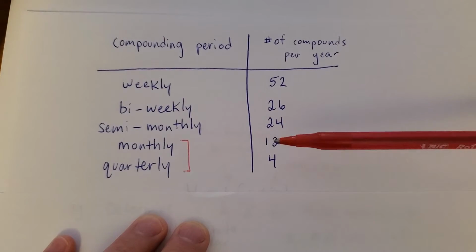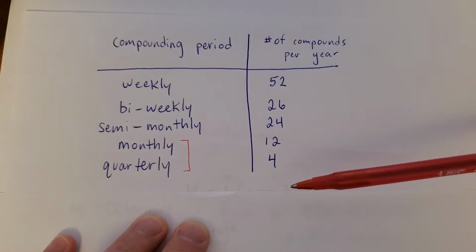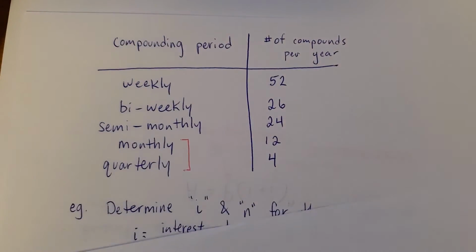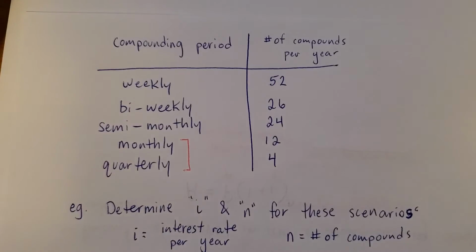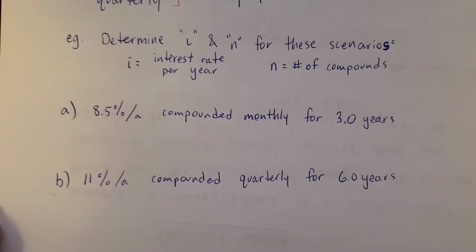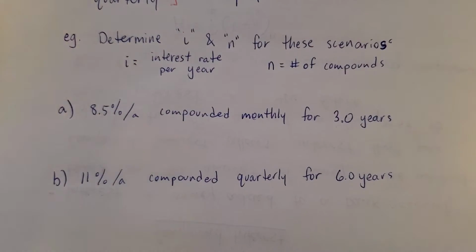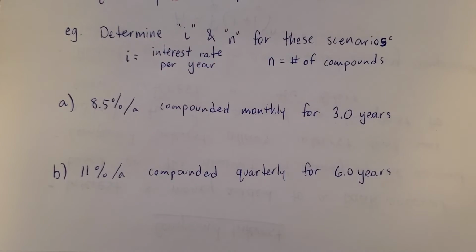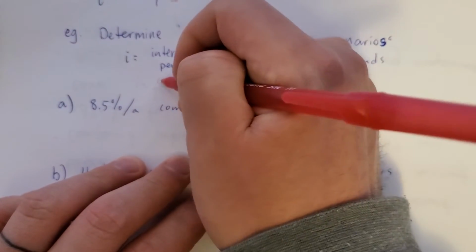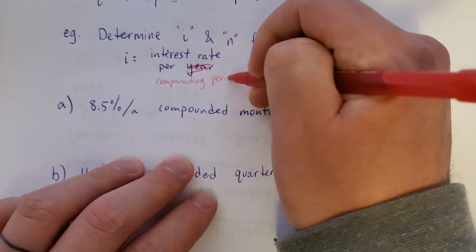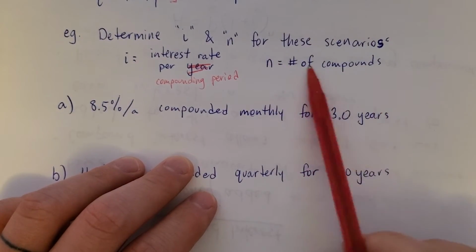I think monthly is no problem. Quarterly will probably be pretty easy to remember as well because there are 4 quarters in a whole. In this case, the whole is 1 year. All right, so here's what you've got to be able to do, and it's not too bad. These are the types of questions you'll have to do today, and they're really not bad. I'll show you how it goes. So we're going to determine I, which you remember is the interest rate per compounding period. Oh, that should say per compounding period. I apologize for that. And N is the number of compounds.